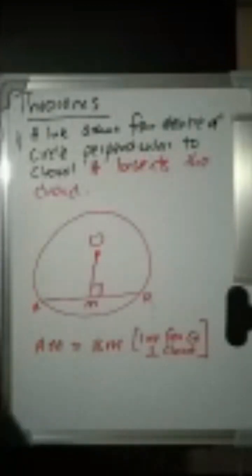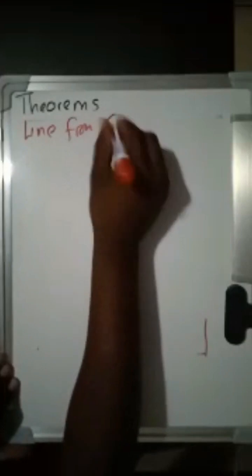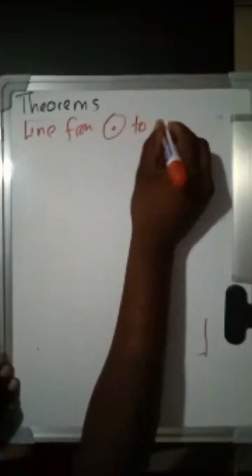Okay. So I'm gonna rub. Now we look at the second one, which is the converse of this one, the opposite of this one, I'd rather say, but we'll call it the converse, which says the line from center to midpoint of chord. Right? Line from center to the midpoint of chord.